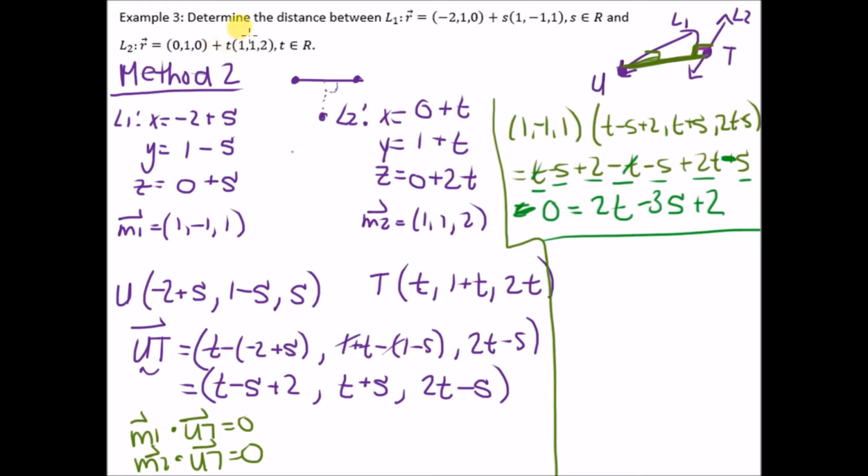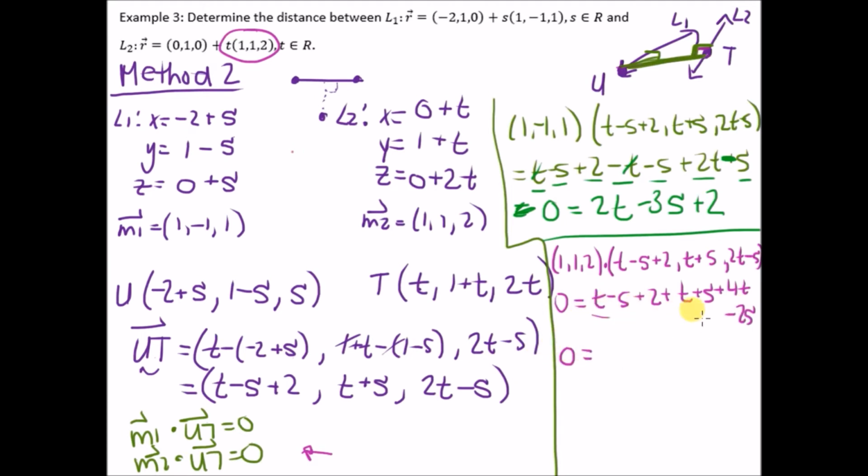Now we're going to dot the second direction vector. So m2 dot ut, and let's equate that to 0. So (1, 1, 2) dotted with (t minus s plus 2, t plus s, 2t minus s). And I'm just double checking. Okay, so 0 equals t minus s plus 2 plus t plus s, and we're going to double everything in the last one, so plus 4t minus 2s.